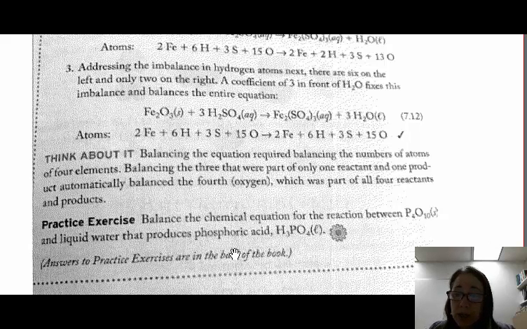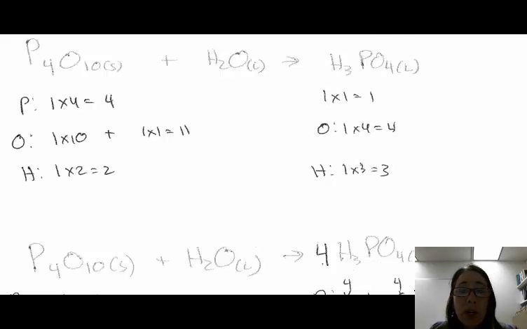So if we look at this practice exercise, it asks us to balance the chemical equation for the reaction between P4O10 solid, which is tetraphosphorus decoxide, and liquid water that produces phosphoric acid, and they give us the formula H3PO4. So the very first thing we need to do is write out the chemical equation.